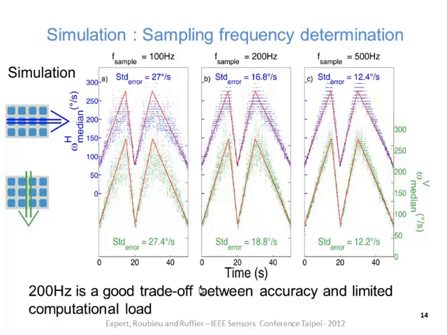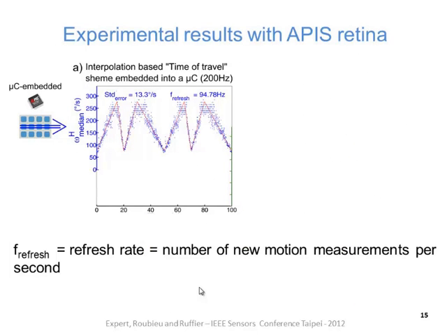What we noticed is first that the dispersion of the data decreased when the sampling rate increased, which is logical due to the fact that the linear interpolation is getting better and better when we increase the sampling rate. But we also concluded that 200 Hertz is a good trade-off for us between the accuracy of the measurement, with a dispersion smaller than 20 degrees per second, and the computational load of the microcontrollers, which was limited compared to previous sampling frequencies. That's why we chose 200 Hertz as the sampling frequency for further experiments.